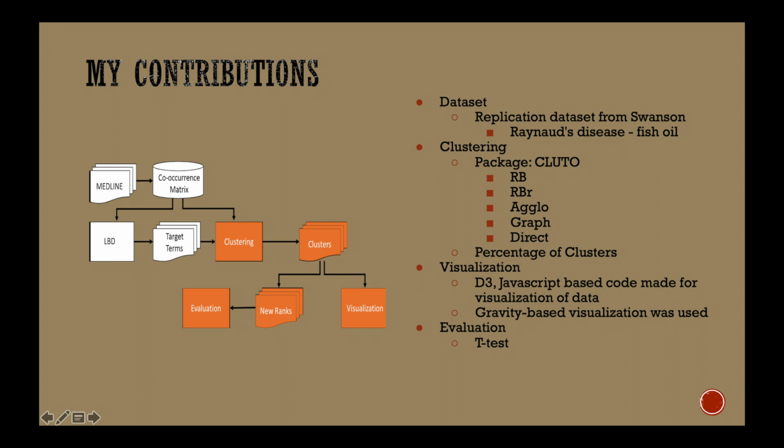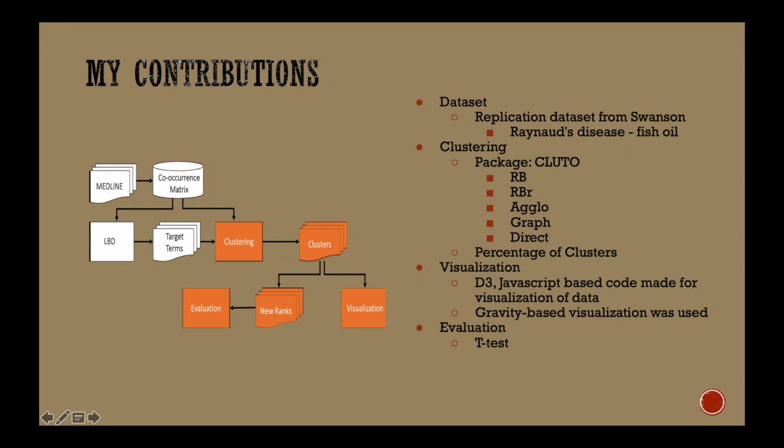However, usually after the target terms are determined, they're assigned a rank. I want to change that by grouping together similar terms and therefore performing the clustering. Once the clusters are completed, they are then visualized using D3 and they are assigned new ranks and evaluated. It's the same dataset used by Dr. Swanson in finding the relationship between Raynaud's disease and fish oil.